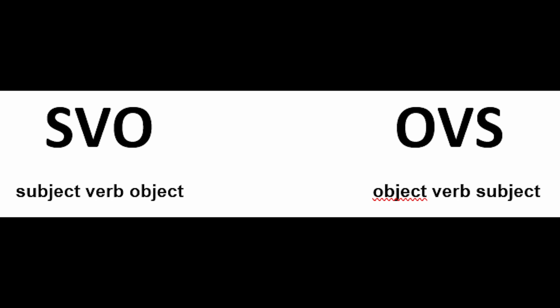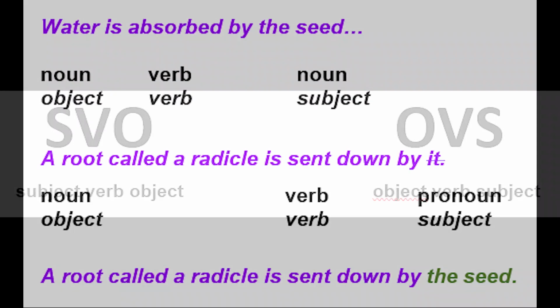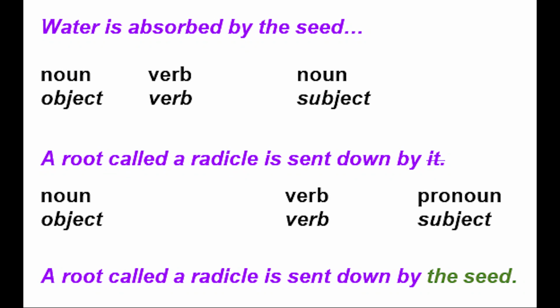How would I do this? Let's take a look. For my first sentence, if I change the order of the object and the subject, changing the two nouns around, I can rewrite my sentence like this. Water is absorbed by the seed. I could choose to do the same with the second sentence. A root called a radical is sent down by it.